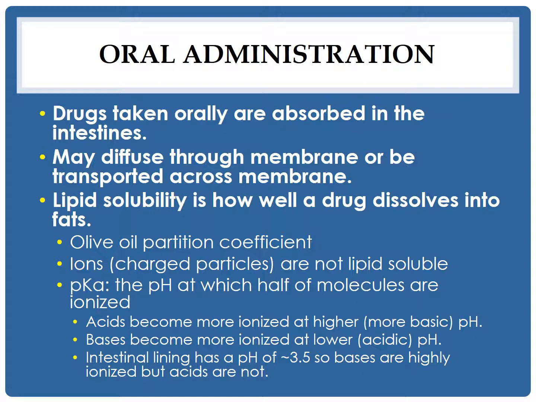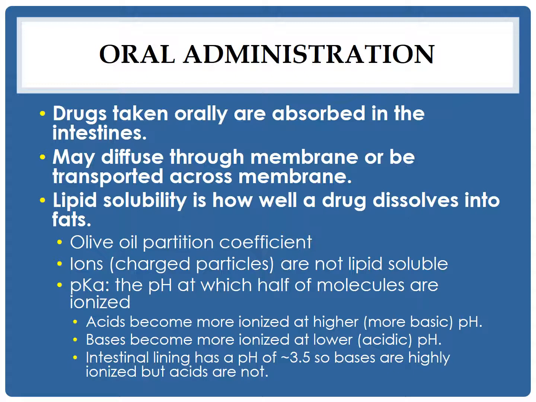And then pKa is an important concept to understand here. pKa is the pH at which half of the molecules are ionized, so the pKa of the given drug, let's say it's 9. At a pH of 9, half of those molecules would be ionized and half would not. Acids become more ionized at higher pHs, which are more basic. Bases become more ionized at acidic pHs, or lower pH.